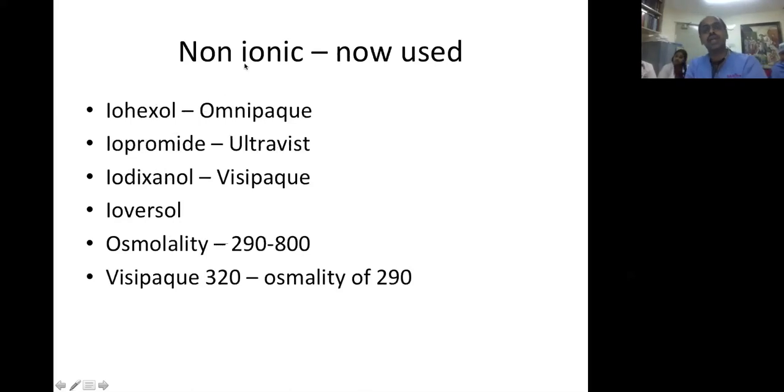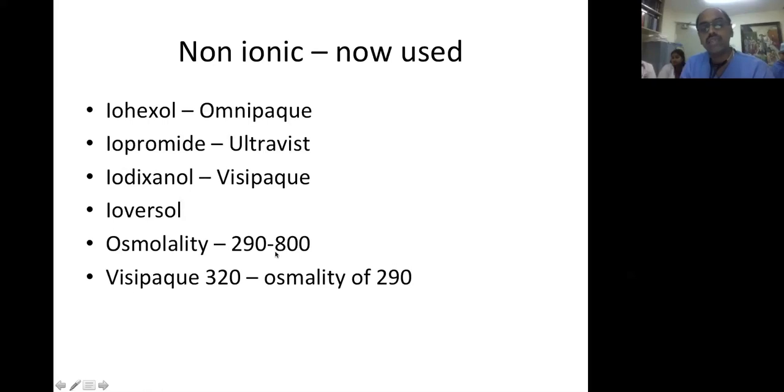Nowadays what we use is non-ionic contrast. If you go into the lab, you will find that Omnipaque is a very commonly used agent, which is iohexol. Visipaque is another commonly used agent, which is iodixanol. Rarely in some of the labs, there will be Ultravist, that is iopromide, and ioversol is also there. Some of them are as low in osmolality as 290. The normal human osmolality is like 300, 330. So these are called iso-osmolar.